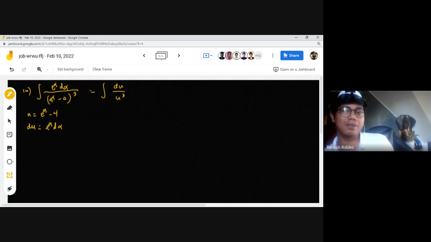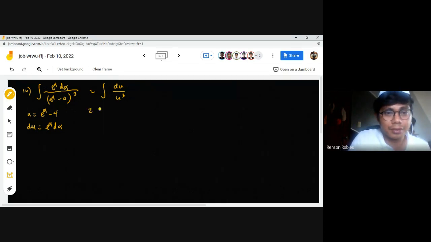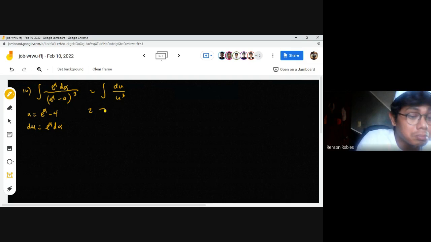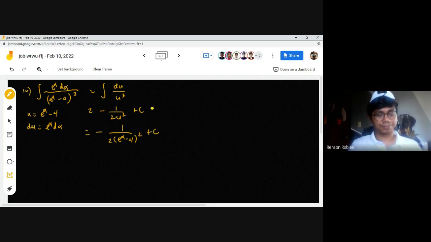We now utilize I4 to integrate du over u cubed. Okay, and that would be what? Negative 1 over 2u squared, 3 minus 1 is 2, and then plus c. And then we write it back to the original variable. Negative 1 all over 2 times e to the x minus 4 to the second power plus c. Okay?